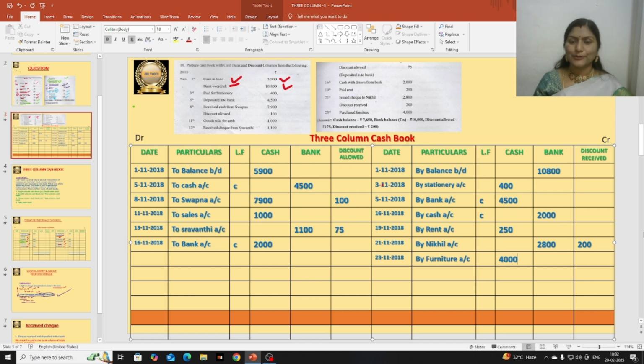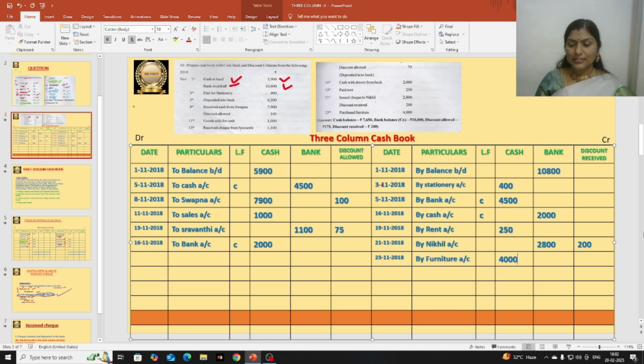Okay, so here we recorded all transactions on the proper side by following all the rules of the 3-column cash book. The next step is balancing this account. How to balance the account? We have to balance the cash column with the cash column, the bank column with the bank column, and the discount column should be added and the total recorded in the totals. Let us do that.